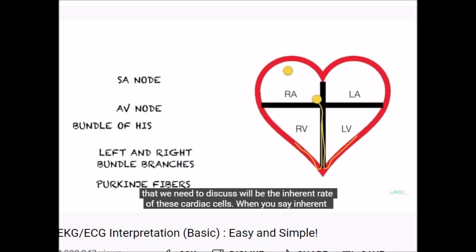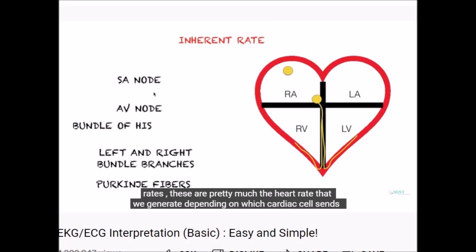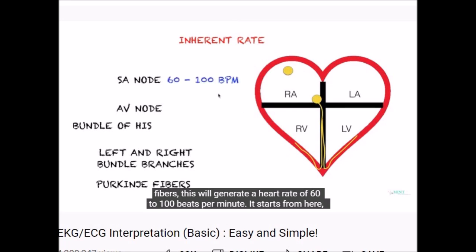Another concept that we need to discuss is the inherent rate of these cardiac cells. Inherent rates are the heart rate that we generate depending on which cardiac cell sends an impulse. For example, if the SA node starts it all and it goes all the way to the Purkinje fibers, this will generate a heart rate of 60 to 100 beats per minute.